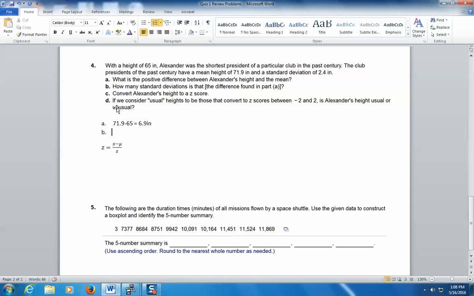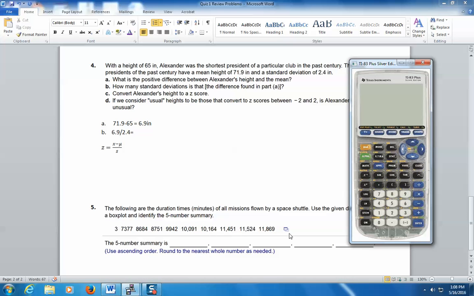All right, next question. How many standard deviations is that? And that's the difference found in part A. So how many standard deviations is that? Well, he's actually 65 inches, which is below the mean, but they asked us for a positive. So 6.9 inches divided by the standard deviation of 2.4 will tell us how many standard deviations that is. So if we take our 6.9 divided by 2.4, that gives us 2.875.